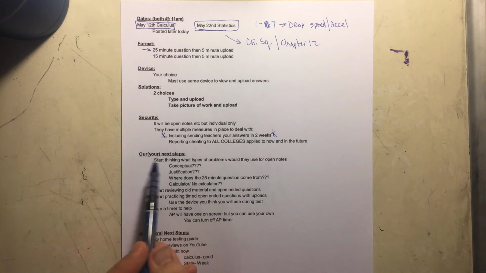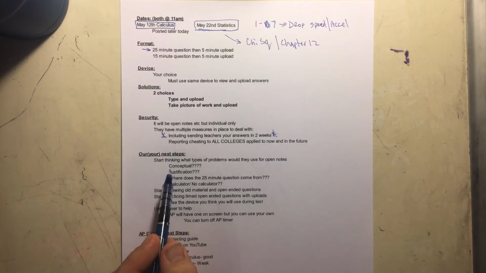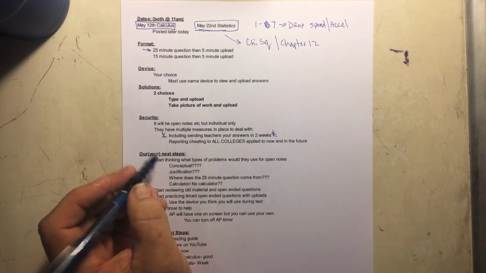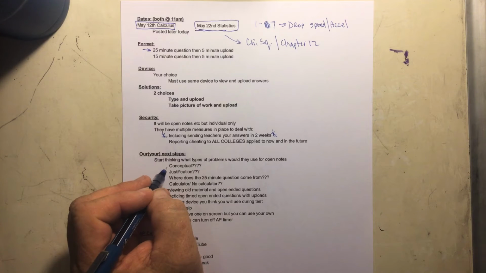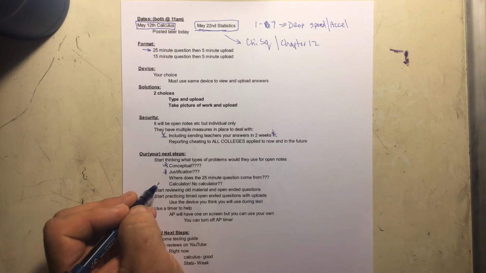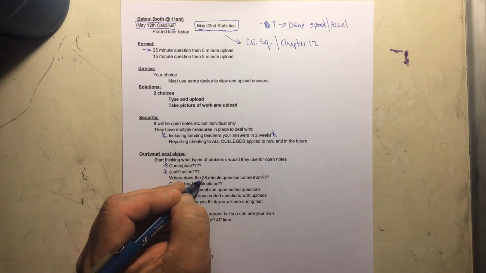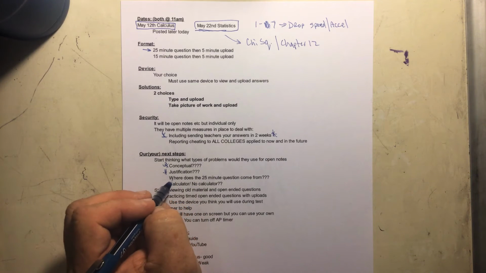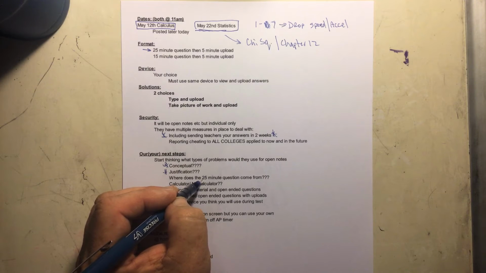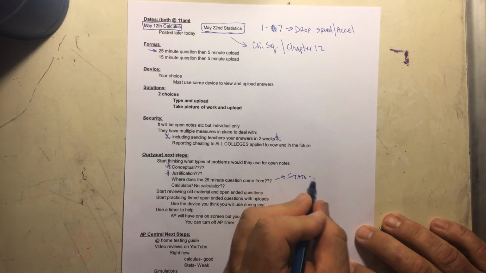That kind of made me think, what are your steps? So start thinking what types of problems they would use for open notes. And if you guys have other ideas, I want you to shoot them out at me now so I can write them here. My idea was this, that they're going to stick with conceptual and those justification problems. For our AP Statistics test, the 25-minute question, I'm going to email some other AP teachers that are in the know a little bit more, that are back east. I'm going to ask them if that 25-minute question is going to be that experiment question. So for stats, I was thinking it's going to be the experiment question.